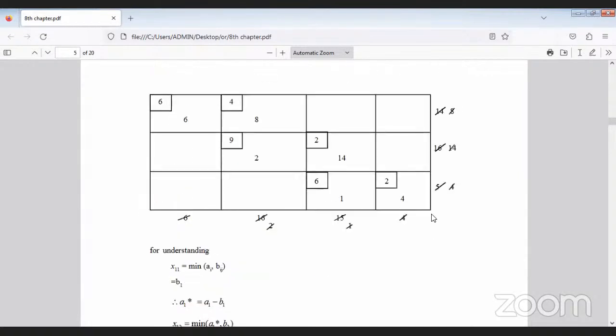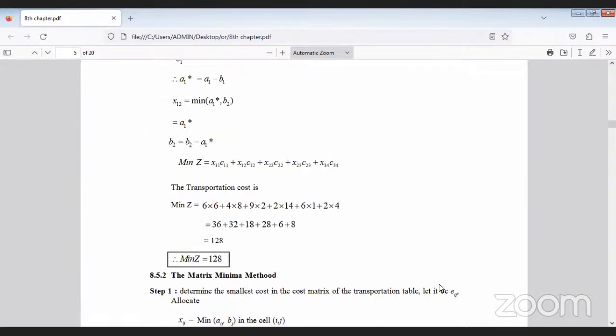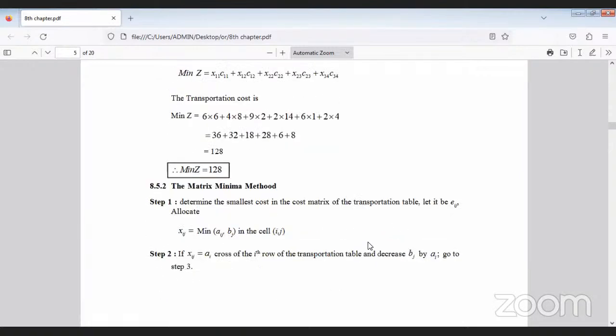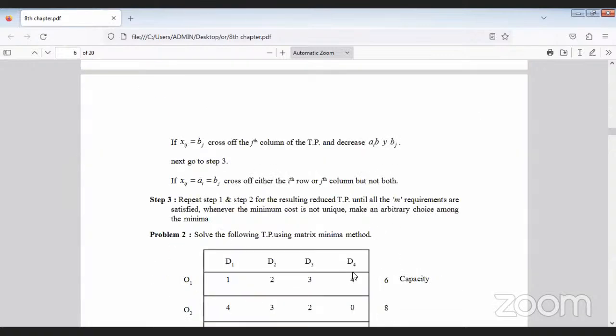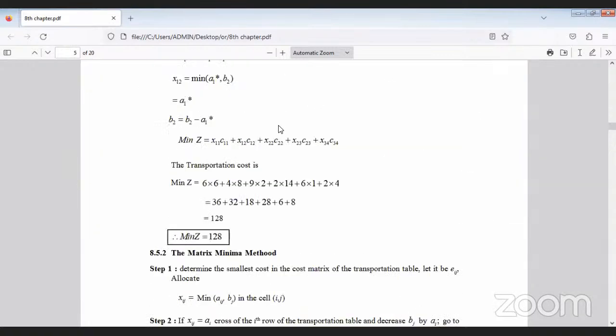After cancelling the availability values, you understand this; even if you do not write it, you must write the final solution. Clear? Now the matrix minimum method. We write: determine the smallest cost in the matrix of the transportation table. Allocate xij equal to the minimum of ai, bj. Cross the ith row of the transportation table and go to step 3. See the steps very clearly.